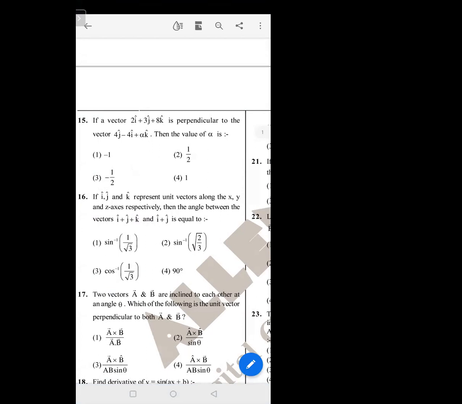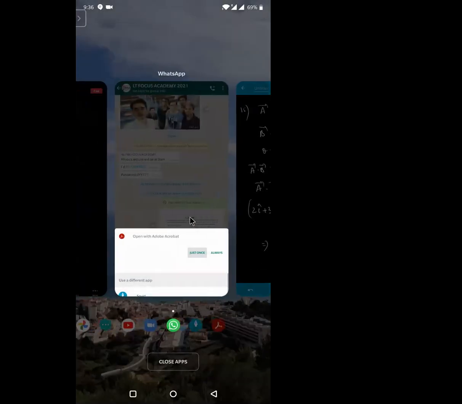Clear? Chalo. Question number 16. If i cap, j cap, and k cap represent the unit vectors along x, y, and z axis respectively, then the angle between the vectors i cap plus j cap plus k cap and i cap plus j cap is equal to. Very, very good question, beta. Question number 16, keep a star mark. If i cap, j cap, and k cap represent the unit vectors along the x axis, y axis, and z axis, then the angle between i plus j plus k and i plus j is equal to how much? How many of you have done this question, beta?